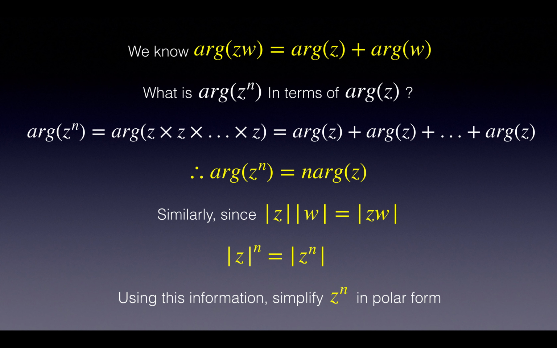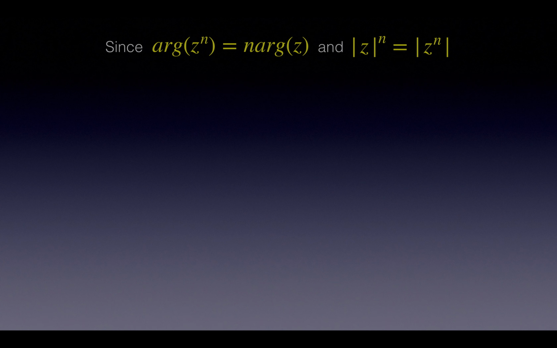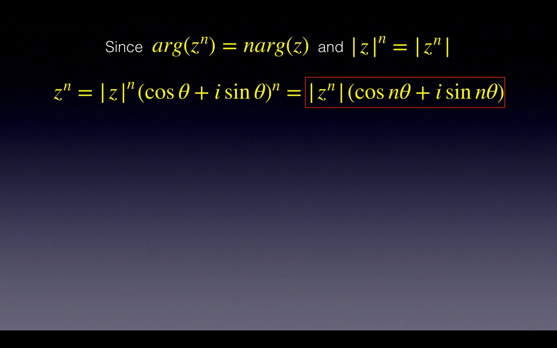Using the information we know, it is now easy to derive de Moivre's formula by writing a complex number z to the power n in polar form and simplifying. Try it out yourself. If your expression matches the one in the box, congratulations, you've done it.